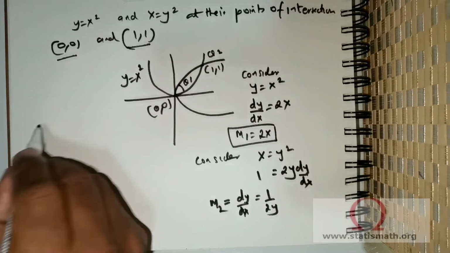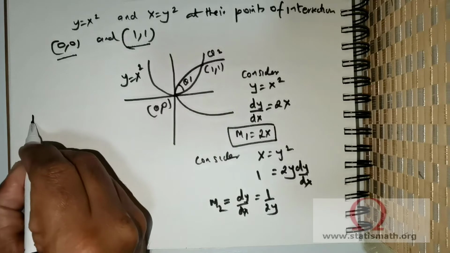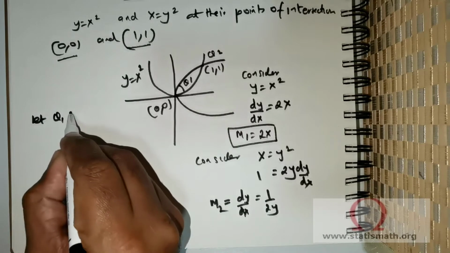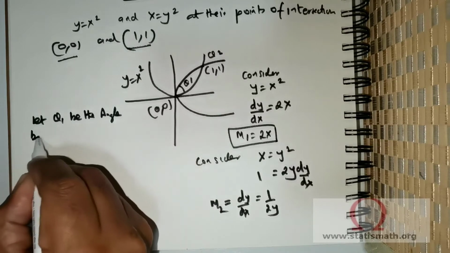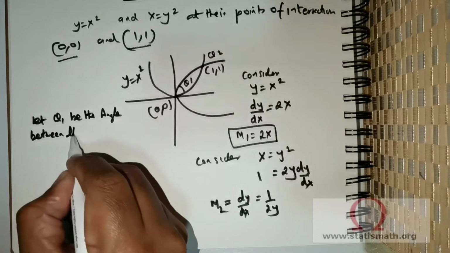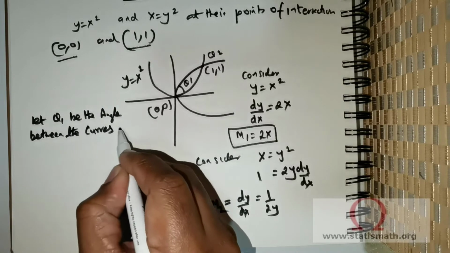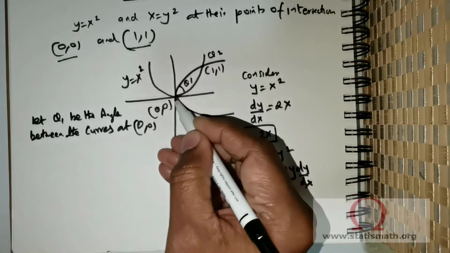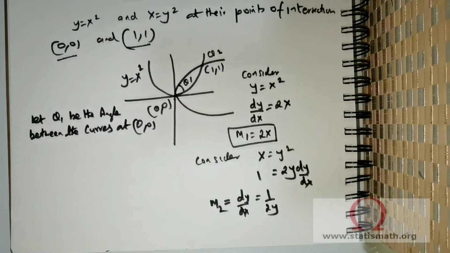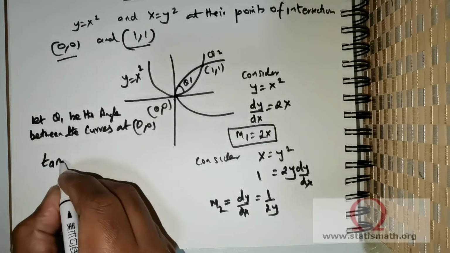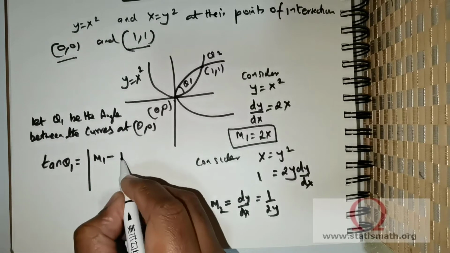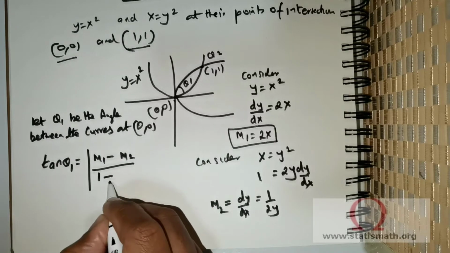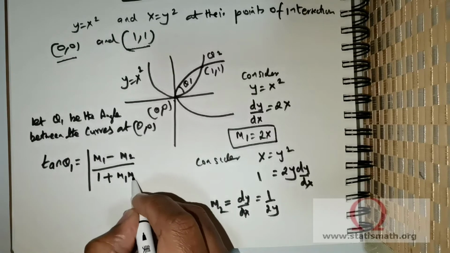Now, we are expected to find the angle. So, let theta 1 be the angle between the curves at (0, 0). So, at (0, 0), theta 1 is the angle. Now, let us find out what happens to my tan theta 1. So tan theta 1 will be equal to (m1 minus m2) divided by (1 plus m1 m2).